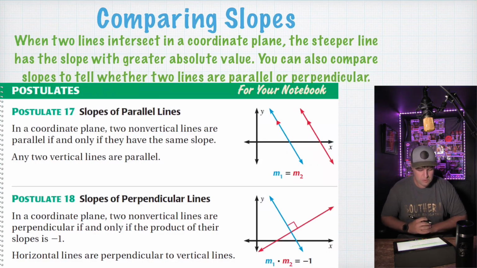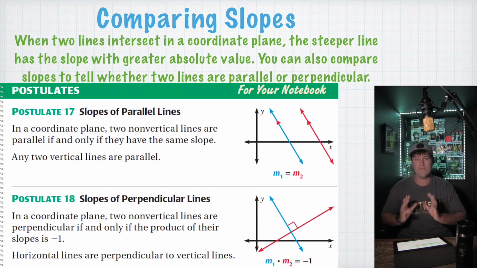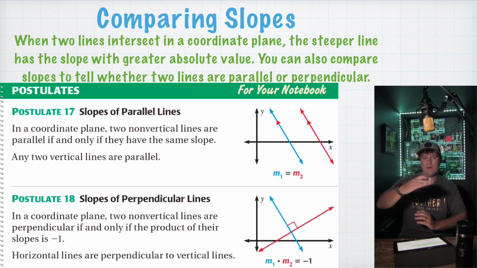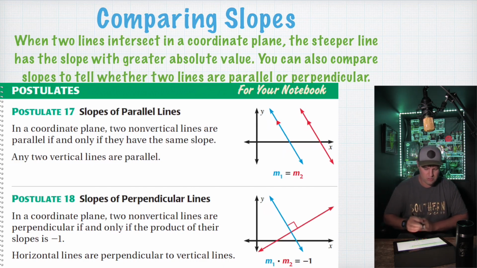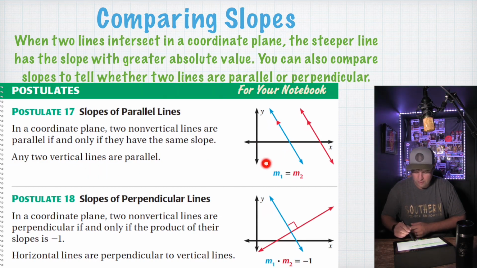So comparing slopes. When two lines intersect in a coordinate plane, the steeper line has the slope with greater absolute value. You can also compare slopes to tell whether two lines are parallel or perpendicular. Okay, a lot of times when you're comparing slopes, you could visibly see one will be steeper than the other, like that. So slopes of parallel lines, postulate 17. In a coordinate plane, two non-vertical lines are parallel if and only if they have the same slope. Any two vertical lines are parallel. So for them to be parallel, they have to have the same slope.